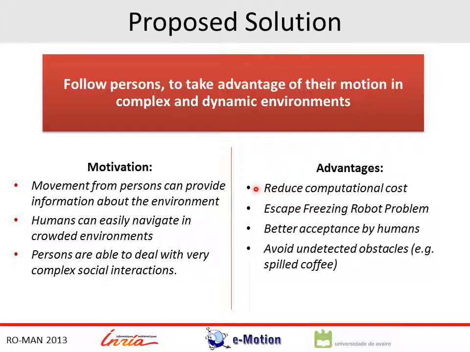As advantages of this approach, we can mention the reduction in the computational cost. The robot is able to escape the freezing robot problem that I mentioned before. Following a human also kind of replicates the behavior, so it's better accepted by other humans. And it's also able to avoid undetected obstacles that persons can see but the robot cannot, for example, spilled coffee on the floor.